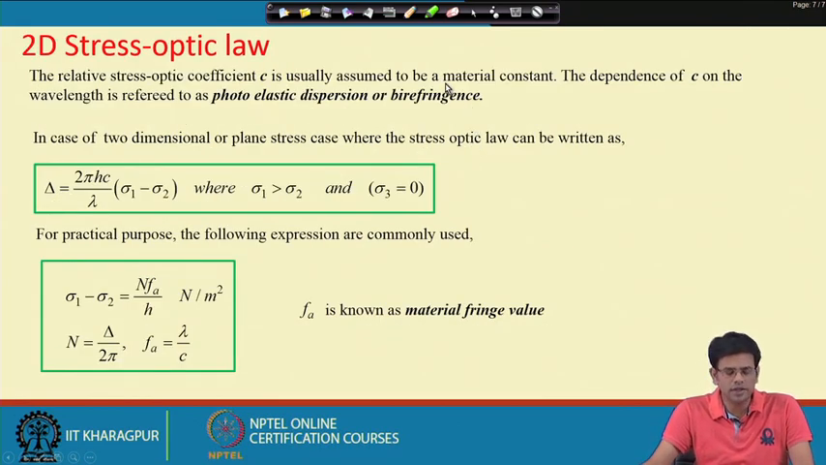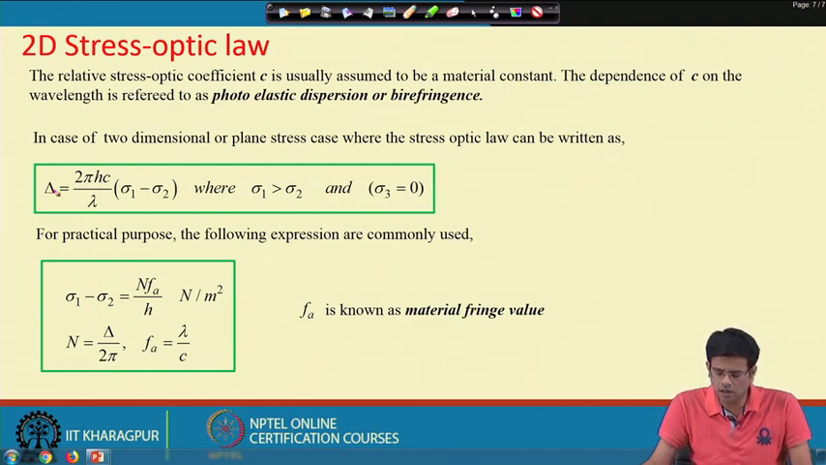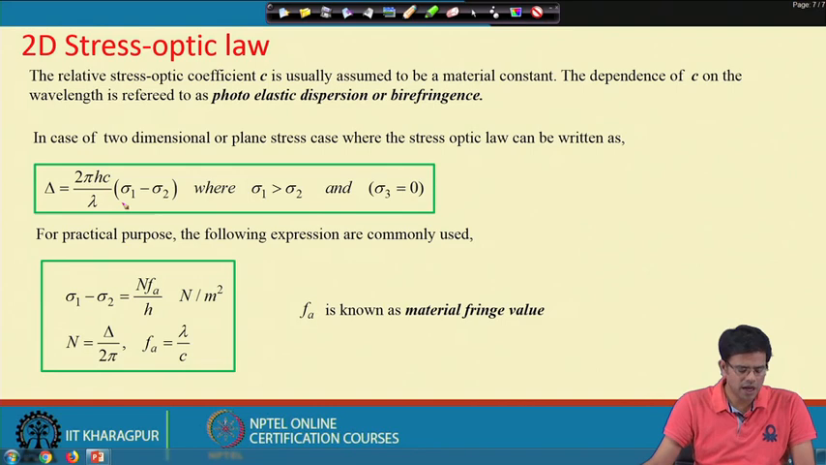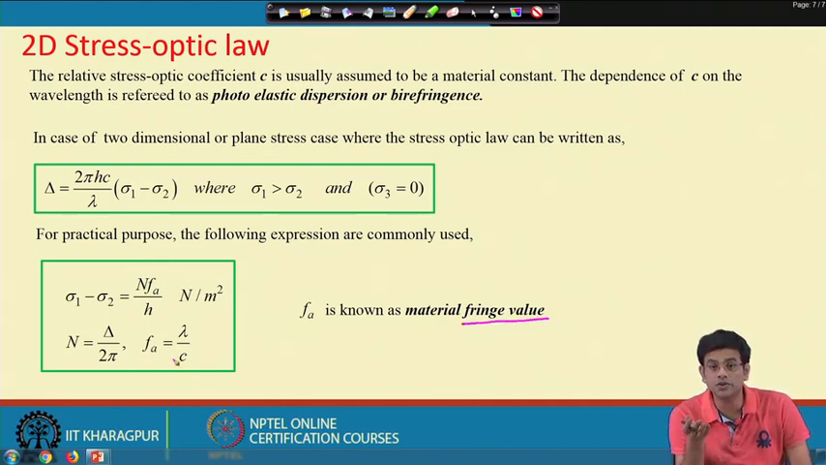Now, in case of a 2D plane stress problem, we can simply write it in this form, because with sigma 1 and sigma 2, if we take sigma 3, then this phase shift can be written as 2 pi h c by lambda into sigma 1 minus sigma 2. Now, in this 2 pi h c by lambda, c is the Brewster. So, Brewster is not commonly used. So, what we write is that lambda by c we define first, which is known as the material fringe value. So, this lambda by c is essentially the material fringe value, which is a material constant, a material property of the photoelastic material. What it states is how the light will propagate through a photoelastic material.